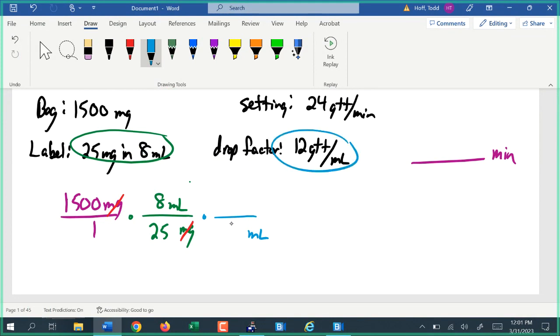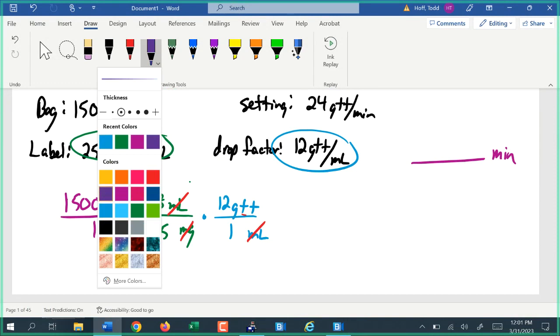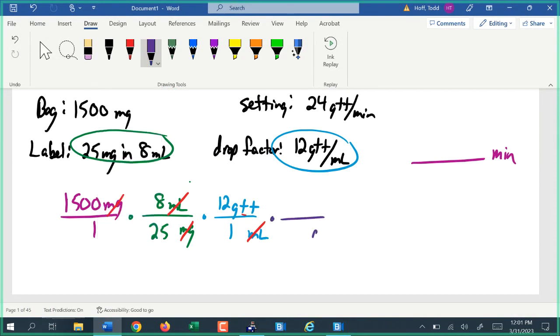Brings us to the drop factor. 1 milliliter is equivalent to 12 drops. Or if it's easier for you to think of it that way, 12 drops is equivalent to 1 milliliter. So the milliliters cancel out. We're now in drops. Get rid of that. We'll put drops on bottom. The only number we have left is the 24 drops, which is equivalent to 1 minute, which is our flow rate. The drops cancel out, and now all we have left is minutes.